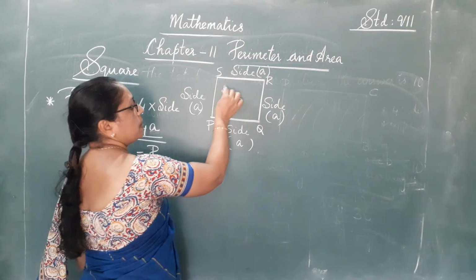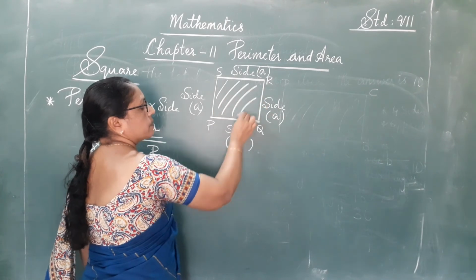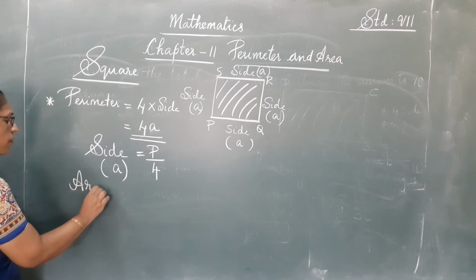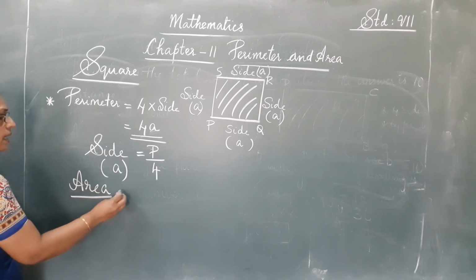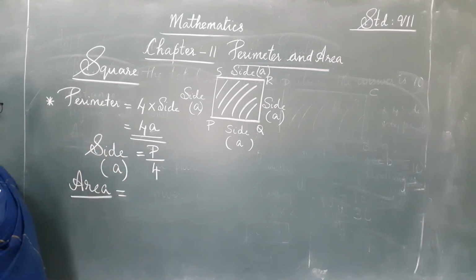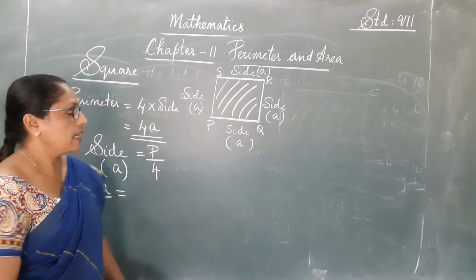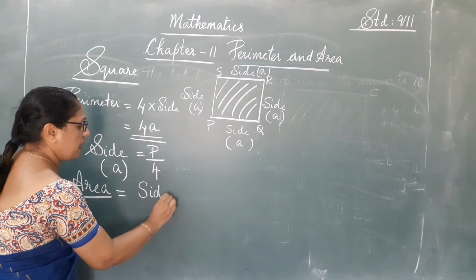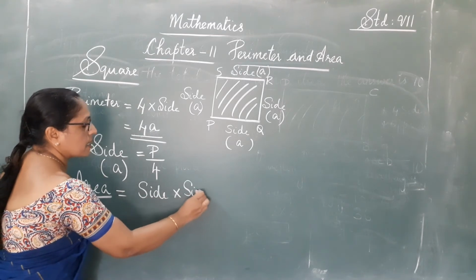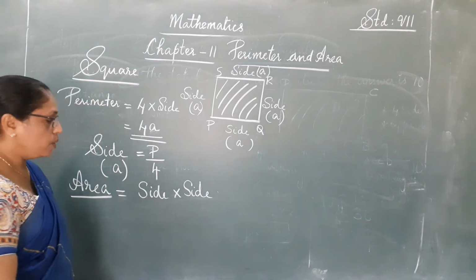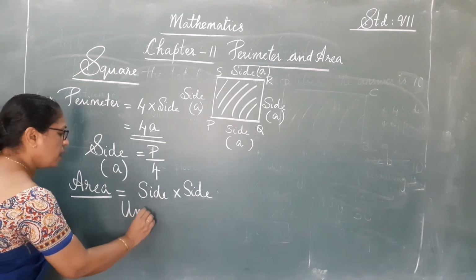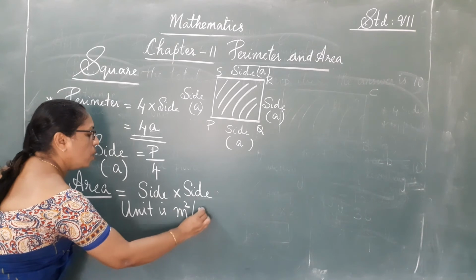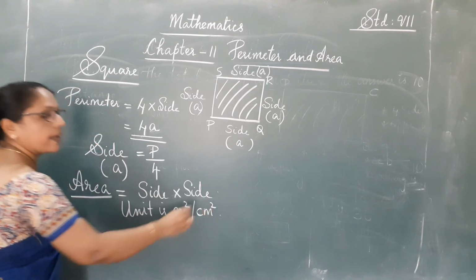Okay, that's about perimeter. Now, how do you find the area? You know it. Area of a square, area formula equals? Yes, side multiplied by side. And what is the unit of area? The unit of area is meter square or centimeter square.